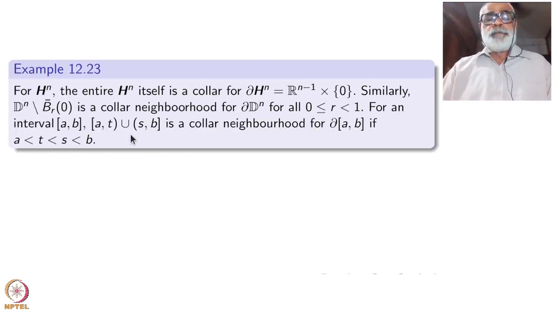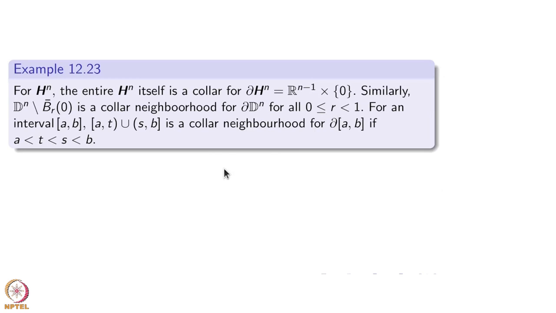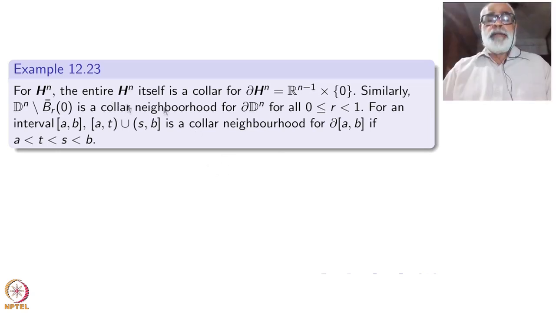For H^n, the entire H^n itself is a collar for the boundary of H^n. Obviously, H^n is a manifold with boundary, right? So what happens in the case of H^n? Its boundary has a neighborhood which is the whole of H^n. That H^n is homeomorphic to R^(n-1) cross [0, ∞), namely boundary of H^n cross [0, ∞). Okay, so the whole H^n is a neighborhood of R^(n-1).